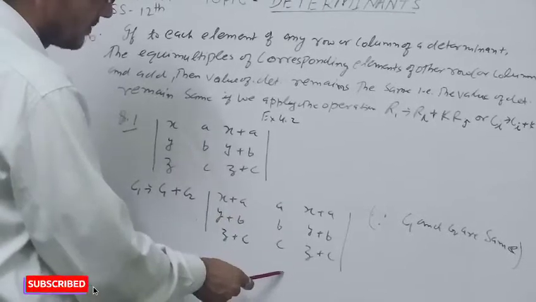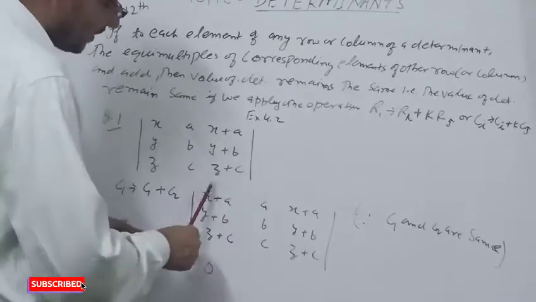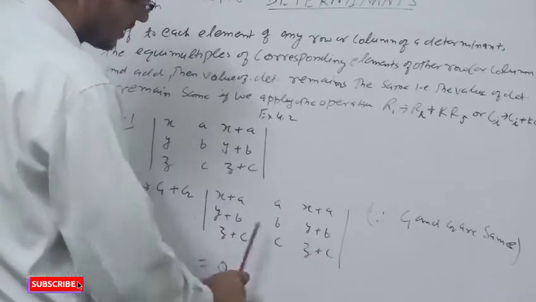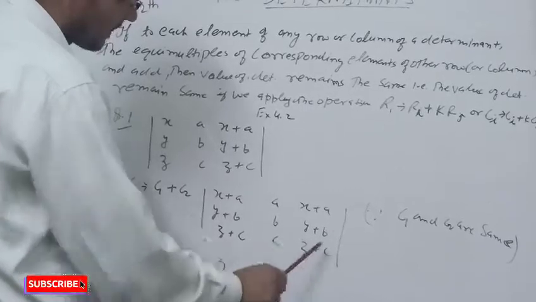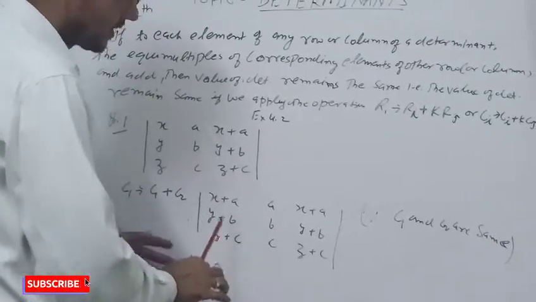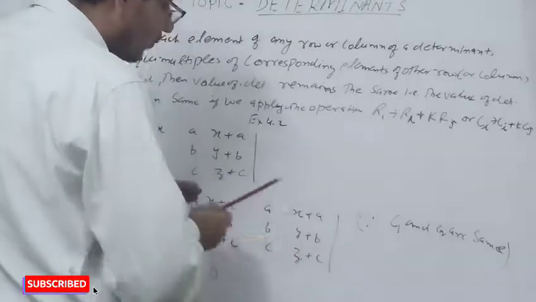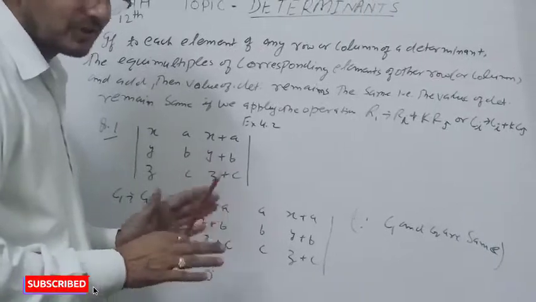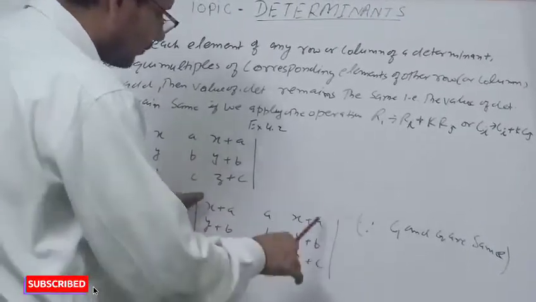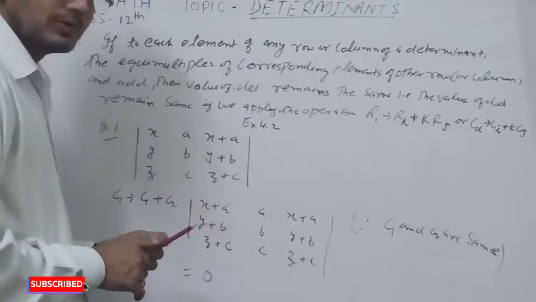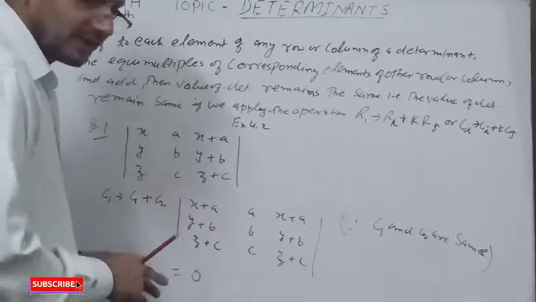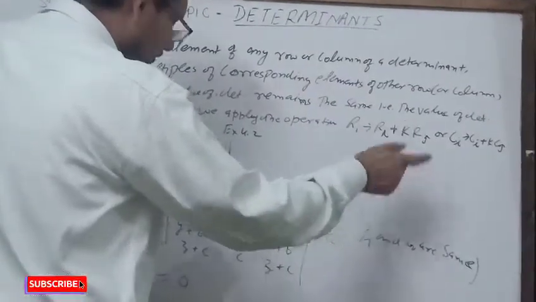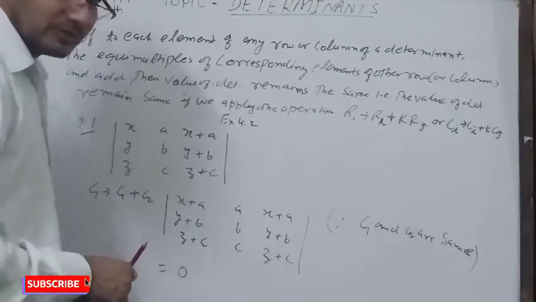The remaining columns are the same. Now look at this: column 1 and column 3 are both the same. This is the property of determinants: if two rows or two columns of a determinant are the same, then the value of the determinant is 0. So we get the value of this determinant as 0. If we expand this determinant, we also get the value 0.